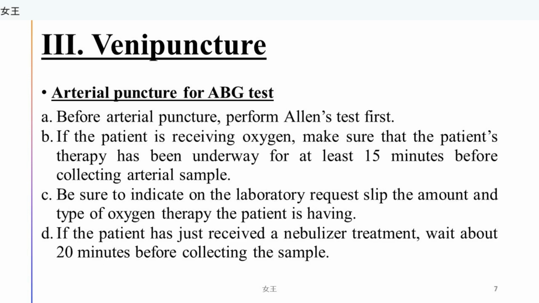Arterial puncture for ABG test. Before arterial puncture, perform Allen's test first. If the patient is receiving oxygen, make sure that the patient's therapy has been underway for at least 15 minutes before collecting arterial sample. Be sure to indicate on the laboratory request slip the amount and type of oxygen therapy the patient is having.